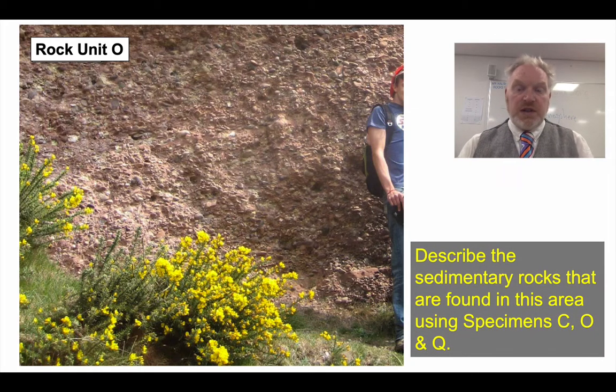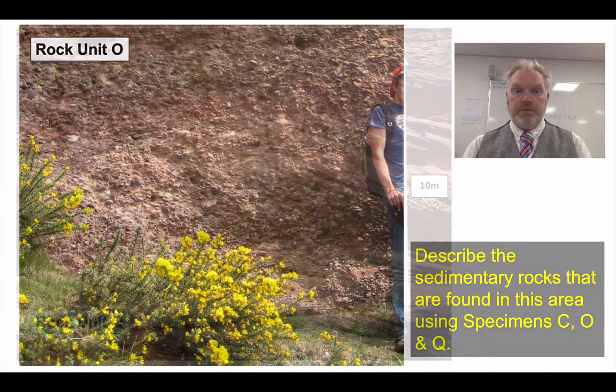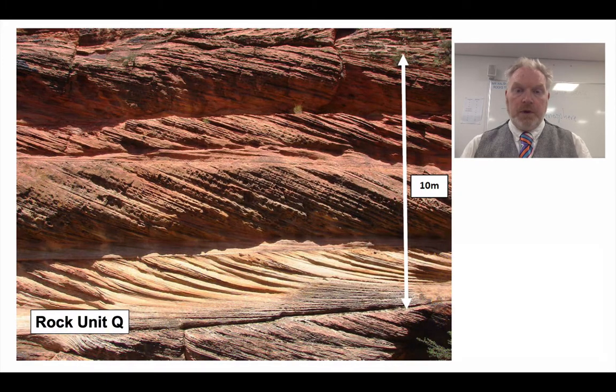Perhaps one of the things you need to think about is describing these rocks to work out what they are, what their features are, and from that then you can start to draw some interpretations about the sedimentary environments that are represented in this particular exposure. The third rock unit is rock unit Q. Specimen Q is taken from this rock unit.